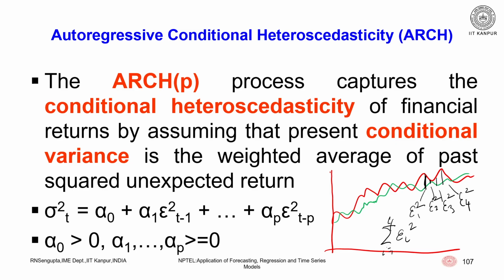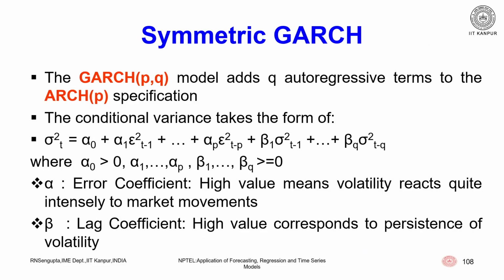So, let me again read it. We assume that the present conditional variance, because it is conditioned on how this whole process has evolved, is basically the weighted average of the past squared unexpected returns. So, the different squares, and the weights are alpha 1 to alpha p, all greater than or equal to 0, and obviously alpha naught is greater than 0, which is a constant.